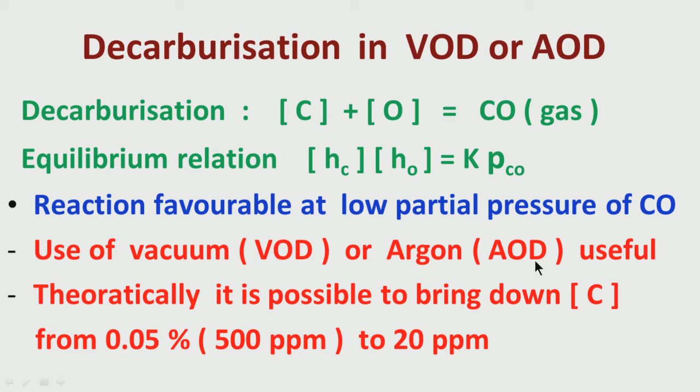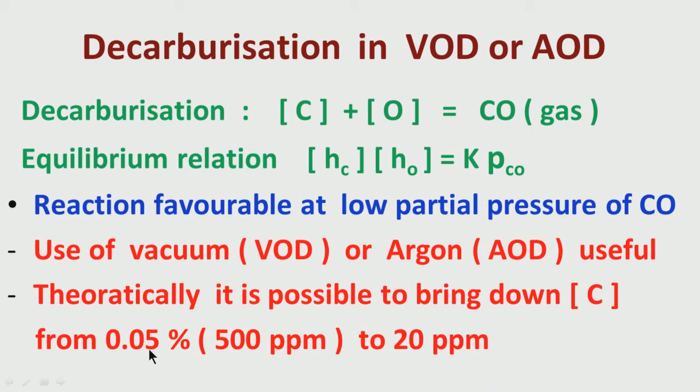So, either you use vacuum or you use argon. In the process, you can bring down carbon solubility, the carbon level in liquid steel. Theoretically it can be calculated from this value of K and the value of partial pressure of CO. So, theoretically it is possible to bring down from 0.05%, that means when you are starting the process, the carbon level is say 500 ppm, that means 0.05% carbon.